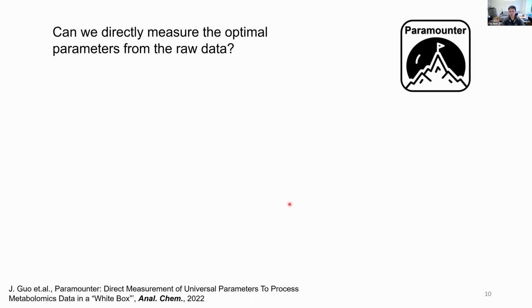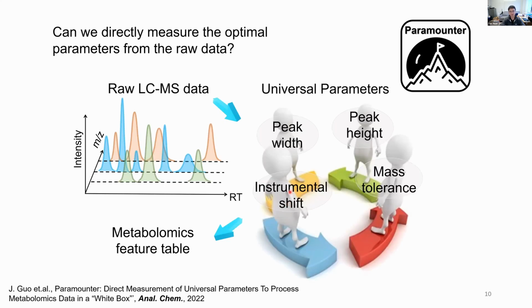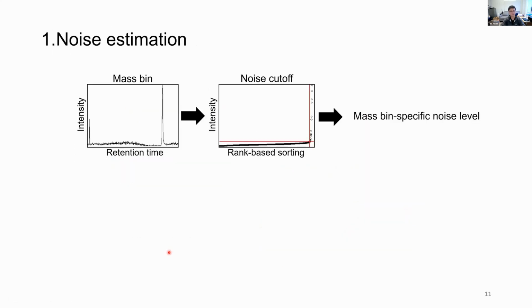We developed a bioinformatics pipeline called Paramounter. The idea behind Paramounter is that we come up with a list of universal parameters, and we directly measure these universal parameters from raw LCMS data. From there, we convert these universal parameters to software-specific parameters and process the metabolomics data to generate the metabolomics feature table with the best performance.